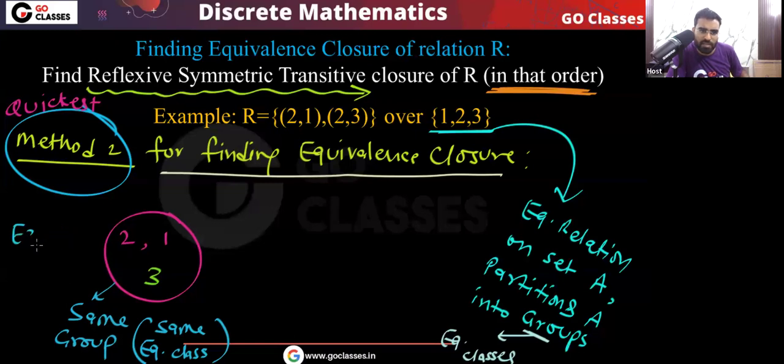This is the equivalence closure of R. Okay, so what is your equivalence closure of R?